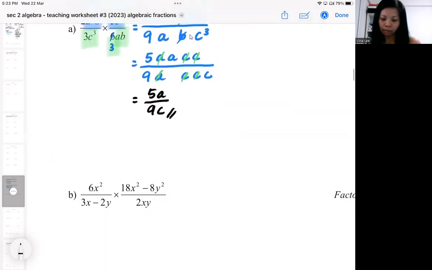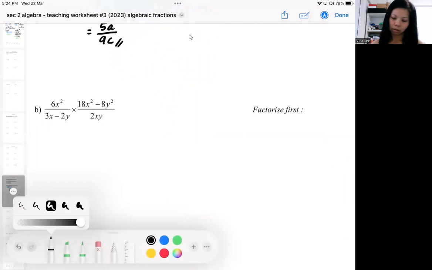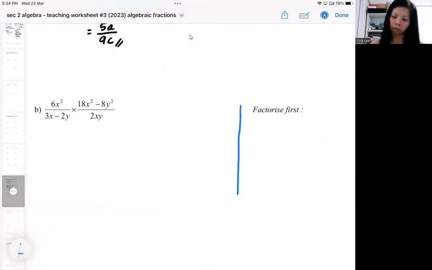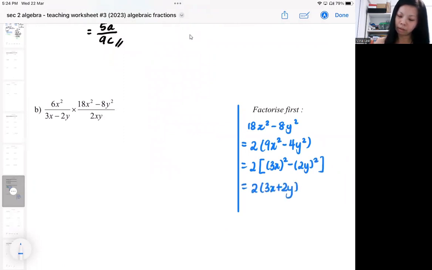Okay, the next one. Multiplication, like I said, is very similar to cancellation. So you look around at the numerators and denominators. There are two numerators and two denominators, out of which only this one can be factorized. So this one I can factorize out a 2. I hope now you're fast enough to see that this is a 3x squared and 2y squared. In fact, you don't need to go through the steps. You can mentally tell the answer.